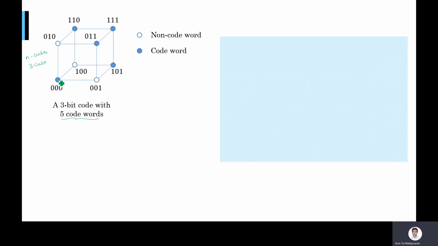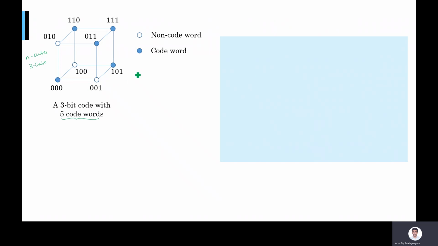So what I'm doing here, each vertex is representing one code word, and the distance between any two adjacent code words is 1. You can check: 000 and 001, the distance is 1. 011 and 111, the distance is 1. 111 and 101, the distance is 1, and so on. Okay, so these kinds of cubes are called n-cubes.